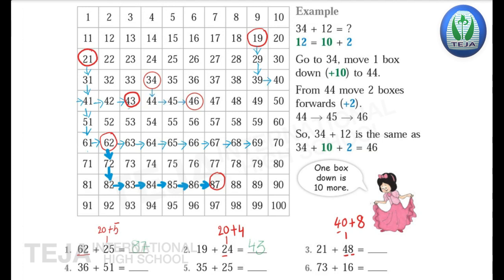21 plus 48 is how much, children? It's 69. Write 69 in the blank.